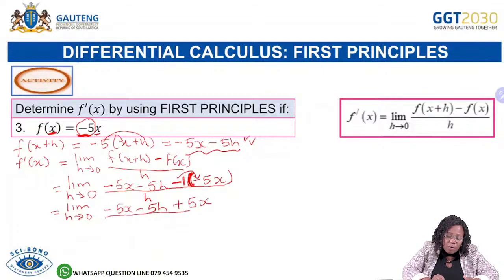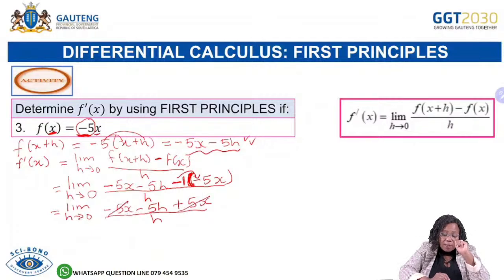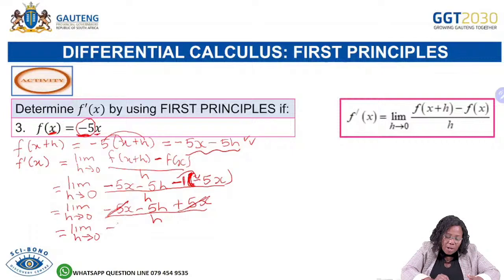5x all over h. After removing the brackets, simplifying the brackets, grade 12, whatever was your f at x here must disappear. If it doesn't disappear, that means you made something wrong somewhere. Go and check back. So now we are having minus 5x plus 5x, which is a 0. So we are left with what, grade 12? Limit of h approaching 0 of minus 5h over h. The h goes once into h there. And then we are left with the limit of h approaching 0 of minus 5.